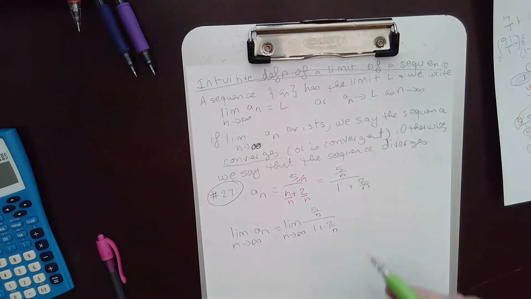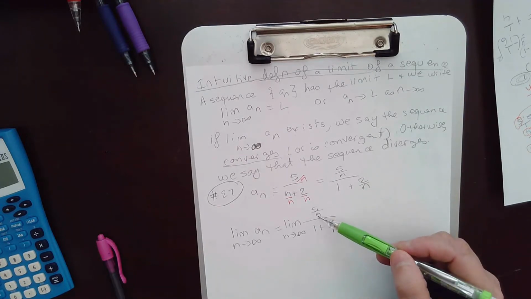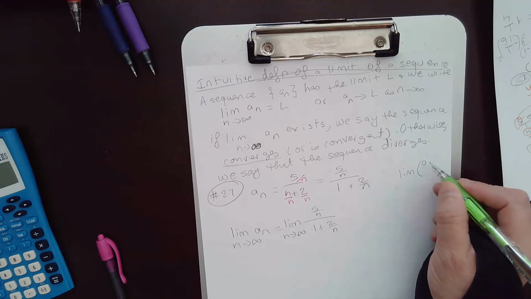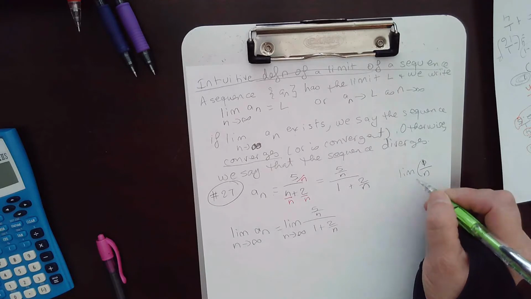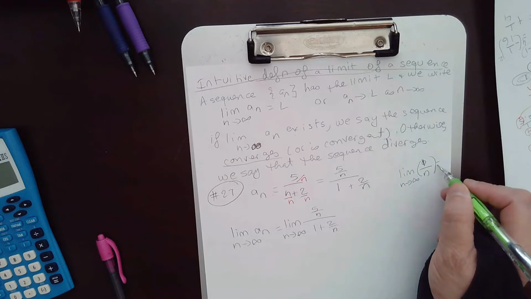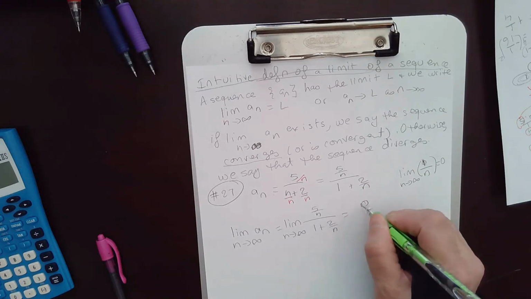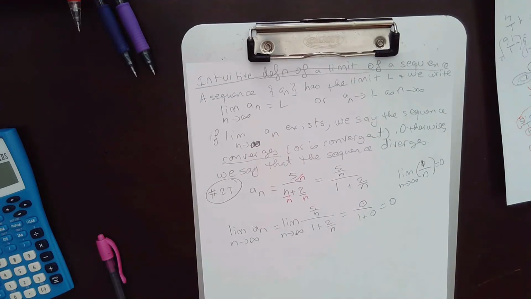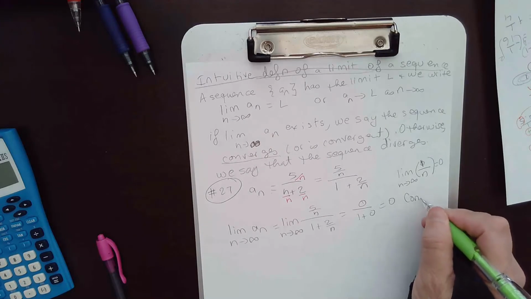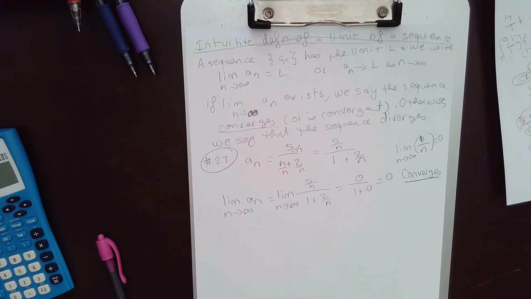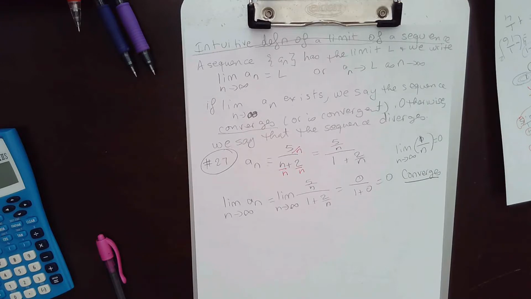What is that going to give us? The limit of 5 over n as n approaches infinity, if you recall, what is that equal to? 1 over n as n approaches infinity becomes smaller and smaller, so the limit of 1 over n is 0. So this is 0 over 1 plus 0, which is 0. The limit does exist and it's equal to 0. So what do we know? The sequence converges. Okay, so this is number 27.